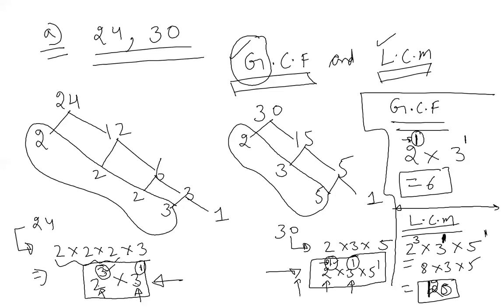Let's take another example of finding GCF and LCM quickly. Suppose we have the numbers 40 and 35. Let's find the GCF and LCM of these two numbers. All right.